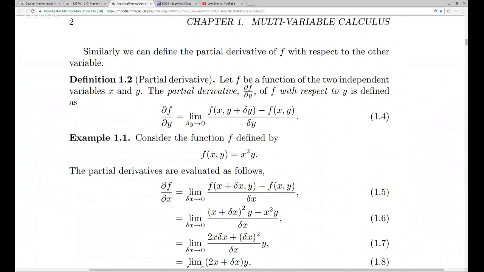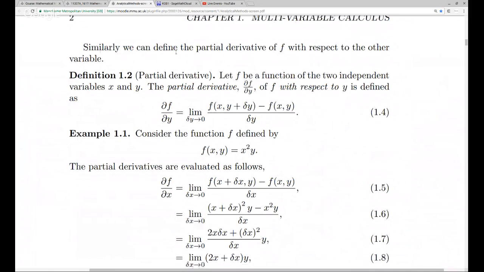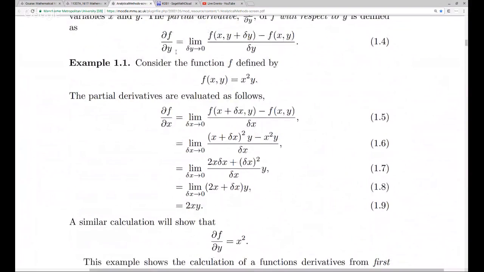And this example we worked through last time took as an example this function f of x, y, which is x squared times y, and we worked out the partial derivative with respect to x, and we found it to be 2 times x y. The way we did it was we just applied the definition, substituted in the definition of the function f, the first variable squared multiplied by the second one. The x squared y's cancel when you expand that out. You get this kind of expression here.